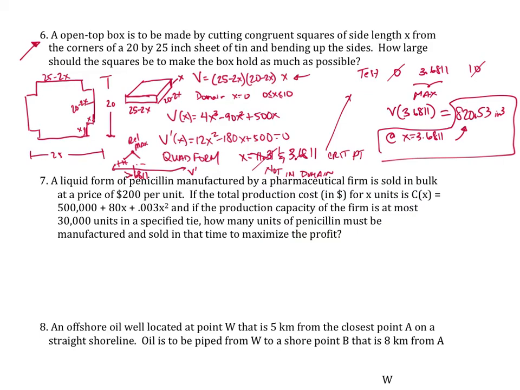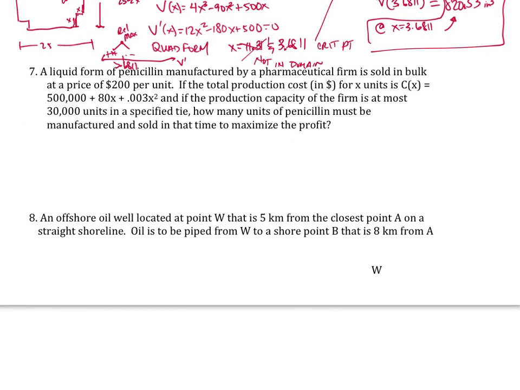Looking at the next one, it says a liquid form of penicillin manufactured by a pharmaceutical firm is sold in bulk at a price of $200 per unit. If the total production cost in dollars for x units, C of x equals 500,000 plus 80x plus 0.03x squared, and the production capacity of the firm is at most 30,000 units in a specified time, how many units of penicillin must be manufactured and sold in that time to maximize the profit?